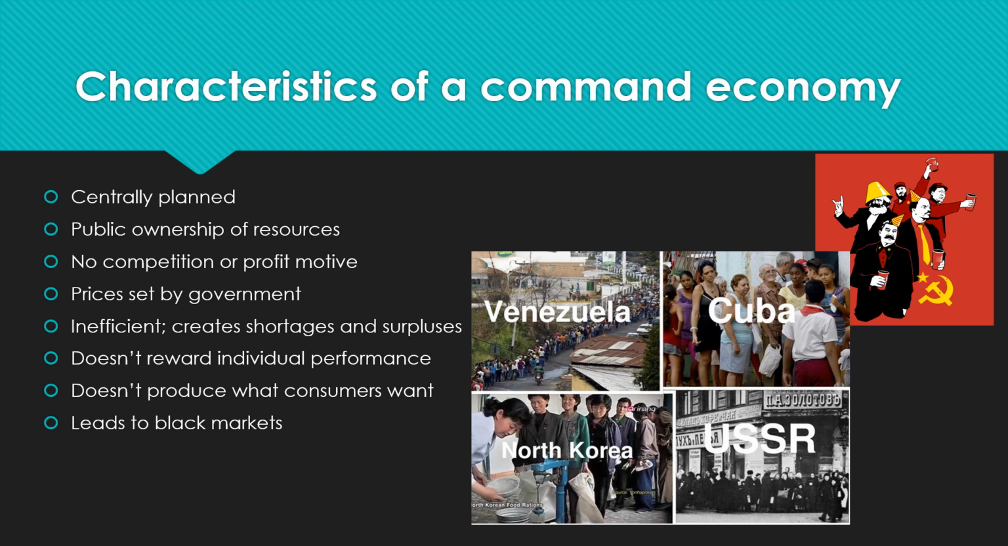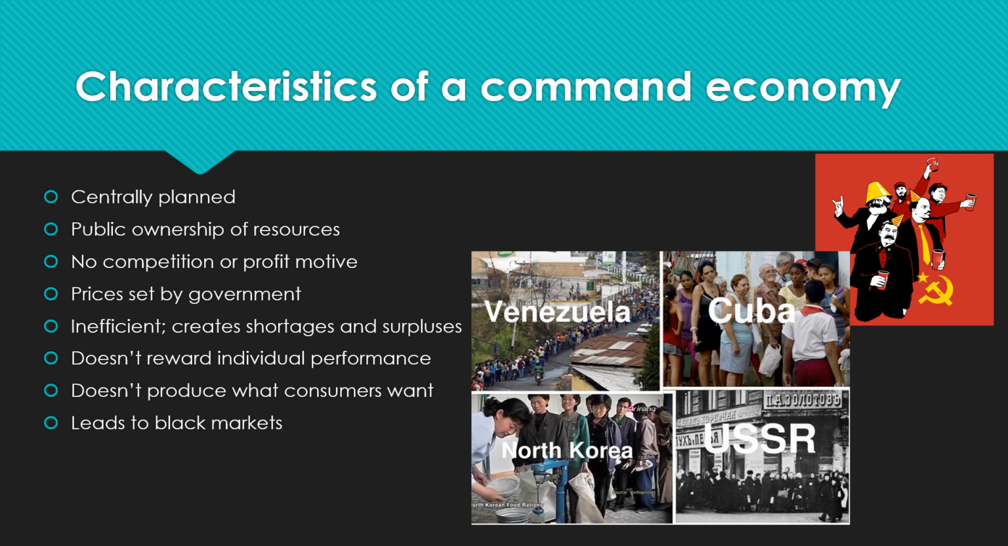Characteristics of a command economy. Central planning. So again, this is where you have some governmental authority that they're the ones who decide and make the economic choices for people rather than people and consumers doing it. There is public ownership of resources. So again, no private person owns their own property or owns their own resources, and as a result of that, the idea is that there won't be competition, there won't be a profit motive, so prices are going to be set by the government. So the government or the central planner, they will determine what should be produced, how to produce it, how much to charge for it, that kind of idea.